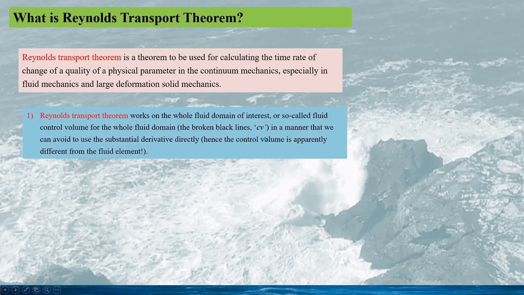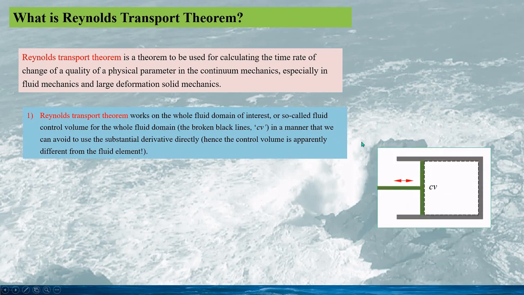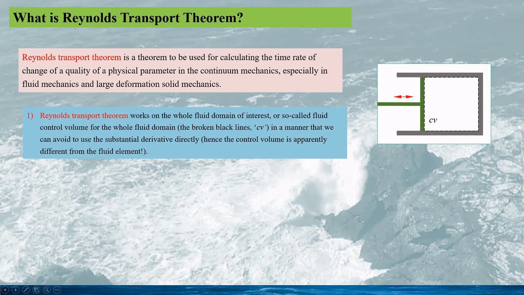Principally, Reynolds transport theorem works on the whole fluid domain of interest, also called the fluid control volume. As seen in this figure, the black line CV is the control volume, which would be chosen in a manner that we can avoid using the substantial derivative directly. Hence, the choice of the control volume must be different from the fluid element.